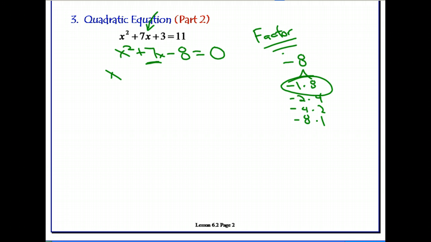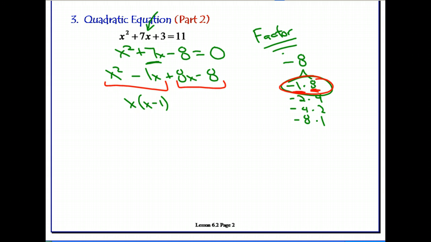If you forgot that, you can always break up that 7x into the minus 1x plus 8x minus 8. And where did that come from? It came from this part over here, a minus 1 and a plus 8. Then you group the first two and you group the last two. Hopefully this is bringing back fond memories. So x times x minus 1, I pulled out a GCF of x. The second two have a GCF of 8. Now look, they have an x minus 1 in common. So I get x minus 1 times x plus 8 equals 0.